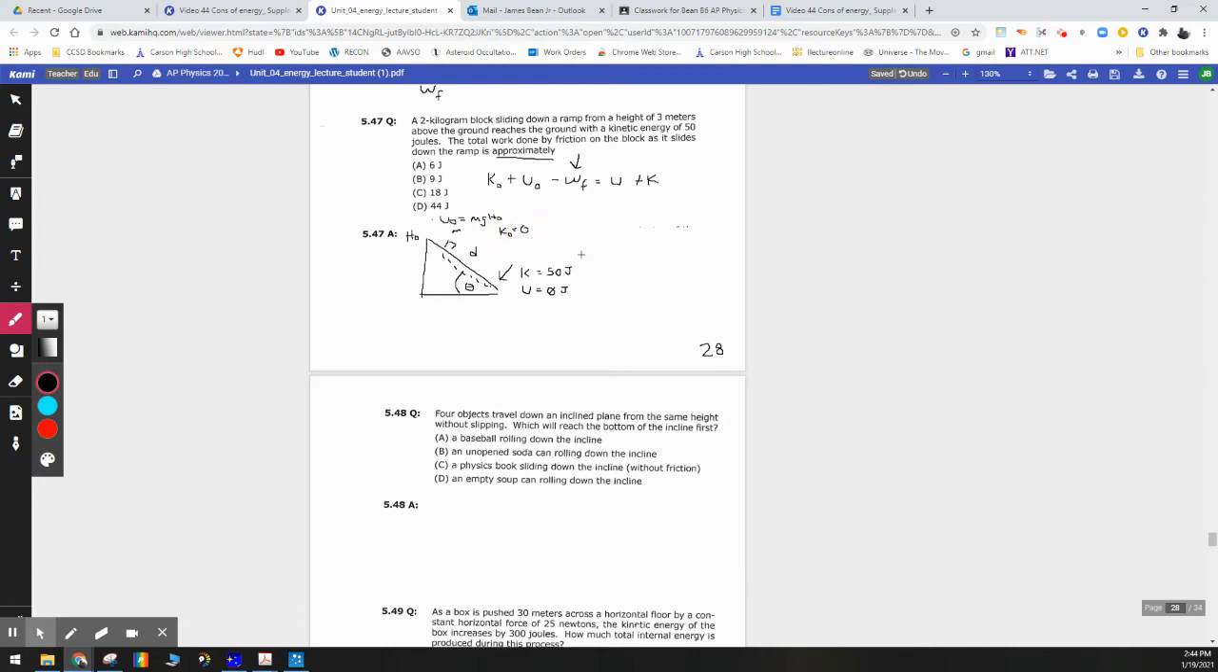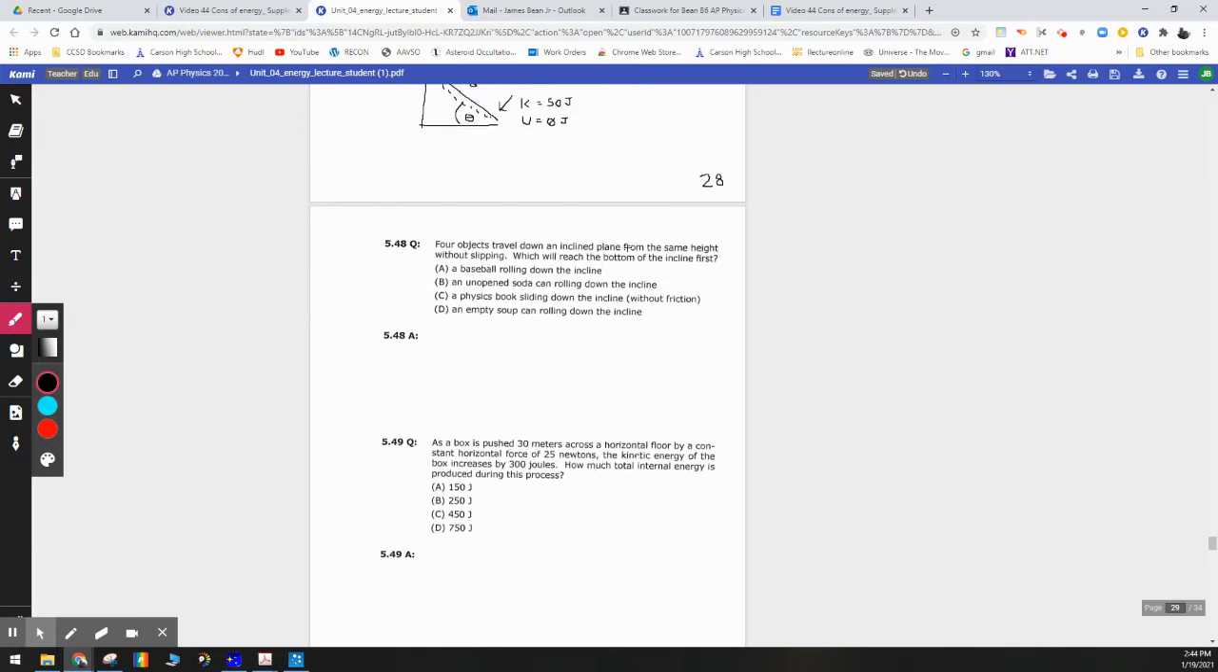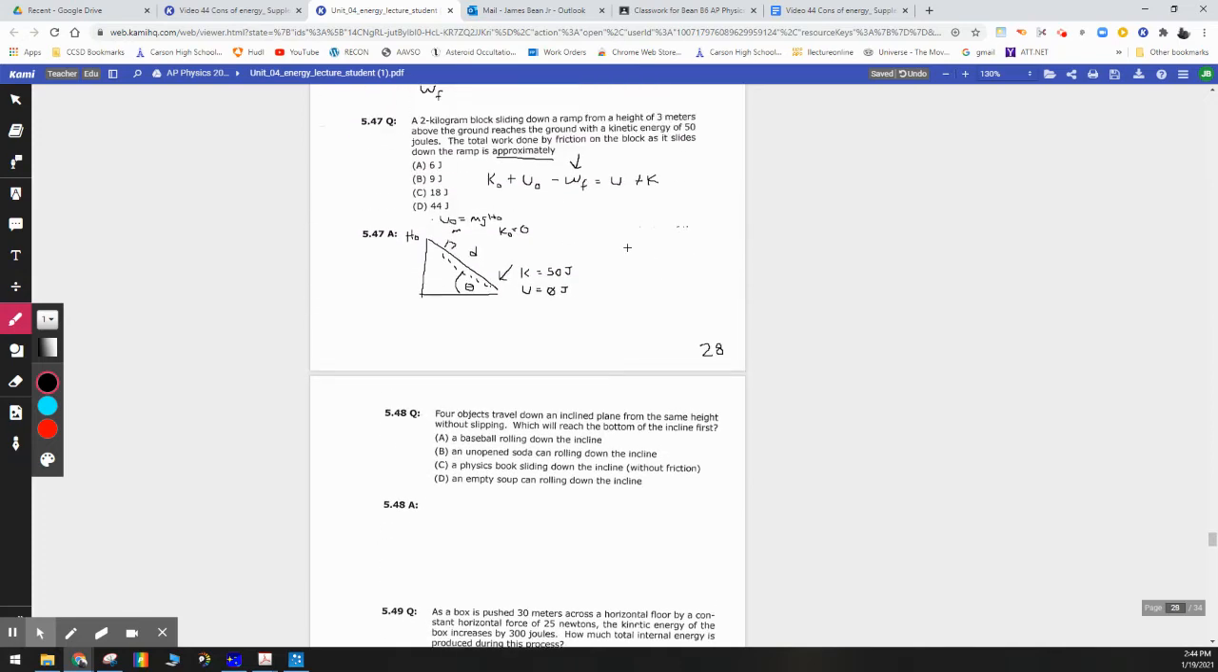All right, so we need to take a look at this problem here and kind of plug things in here. Some things are 0, and we want to solve for work. All right, and see what the answer ends up being here. Okay. All right, we'll hit pause and let you work on that.